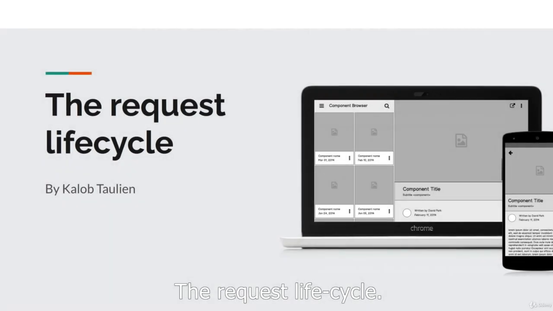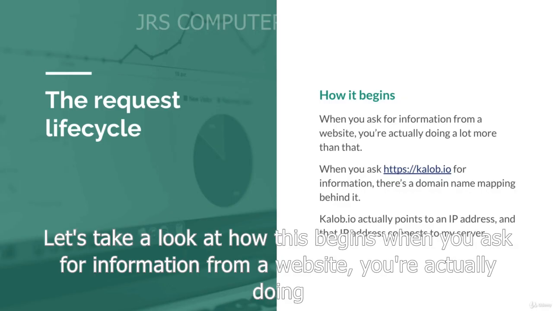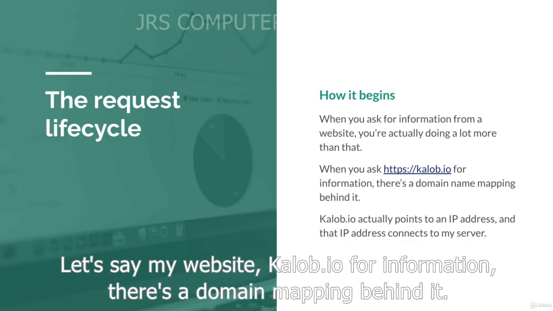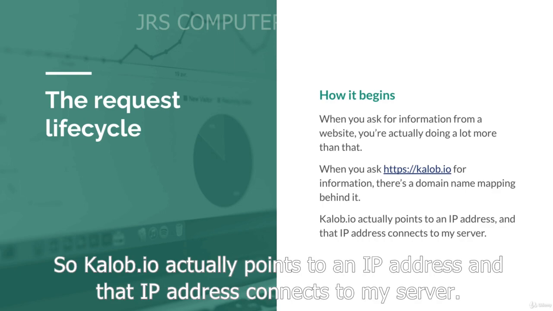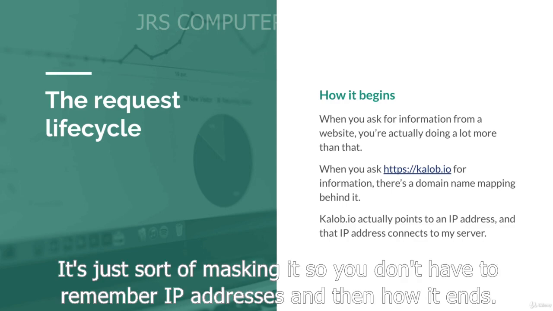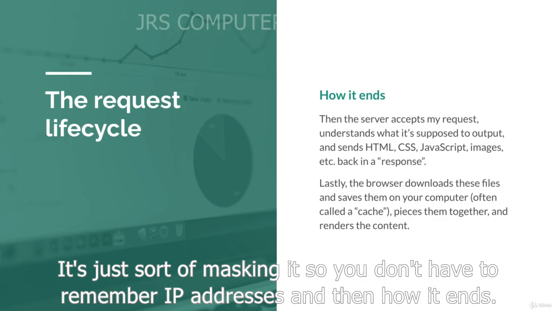The request lifecycle. So let's take a look at how this begins. When you ask for information from a website, you're actually doing a lot more than that. When you ask, let's say my website, caleb.io, for information, there's a domain mapping behind it. So caleb.io actually points to an IP address, and that IP address connects to my server. So you're not actually requesting information directly from caleb.io, it's just sort of masking it so that you don't have to remember IP addresses.